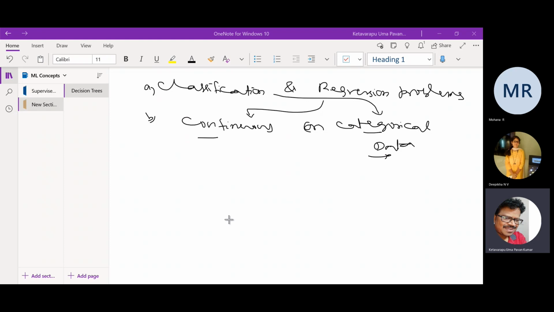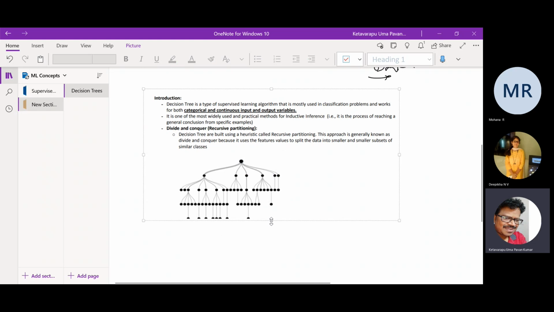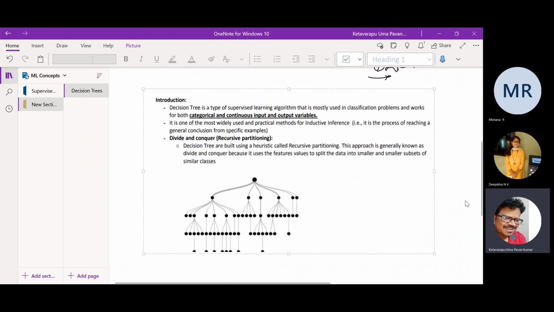So just have a look at this, guys. I'm pulling some compiled data for us, so I'm pasting it here, where you can have a look at this convention. Okay. Now have a look at this, guys, if you are referencing the narration. The decision tree is basically a type of supervised learning. Of course, we are dealing with supervised learning, and once this is over, then we'll move back to unsupervised learning. That is mostly used in classification problems and works for both categorical and continuous input and output variables.